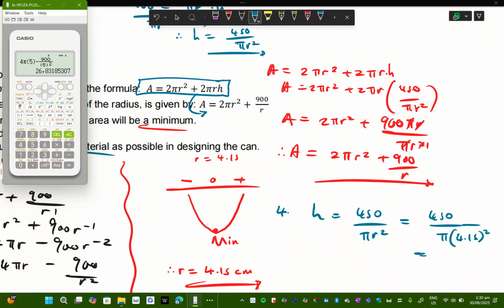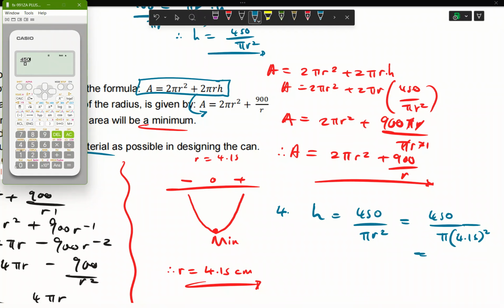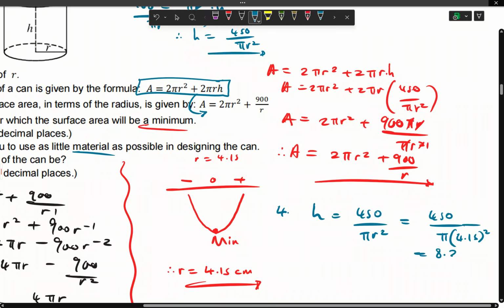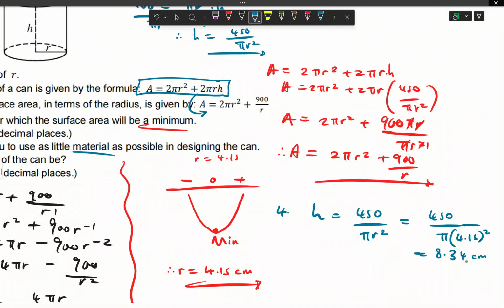So I have to show you here while we punch up our values, so that you can know how to use the calculator. So now let's see. This is 8.34 rounded to two decimal places. 8.34, and then the height is in centimeters. So therefore, h is that.